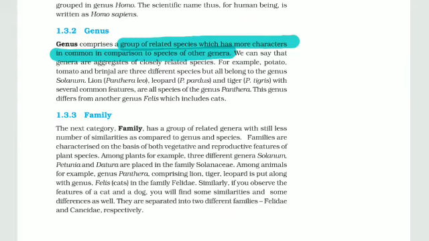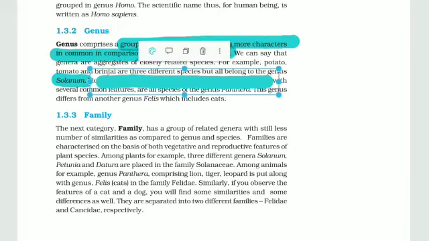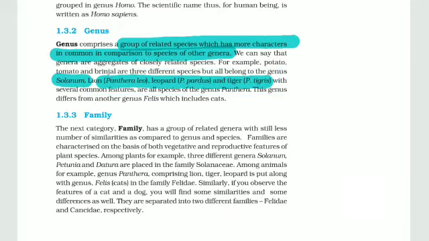For an example of genus, they have given potato, tomato, and brinjal, which are different species, but they all belong to the same genus, that is Solanum. For lion, there are leo, pardus, and tigris, which are different species, but they all belong to the same genus, that is Panthera. This is what they have explained in genus.